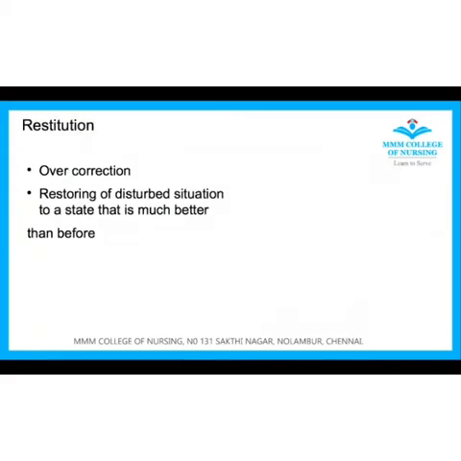Restitution, otherwise called overcorrection, means restoring the disturbed situation to a state that is much better than it was before the occurrence of the problem behavior. For example, if the patient passes urine in the ward, he would be required to not only clean the dirty area but also mop the entire larger area of the floor in the ward.